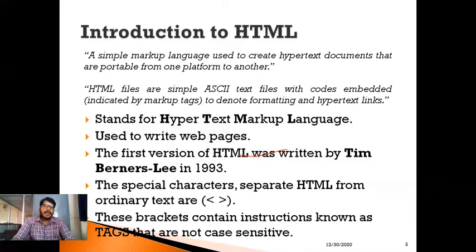These HTML files are simple ASCII text files. I hope you know what ASCII means. ASCII stands for American Standard Code for Information Interchange. These codes are embedded to denote formatting and hypertext links. We use HTML, Hypertext Markup Language, to write web pages.